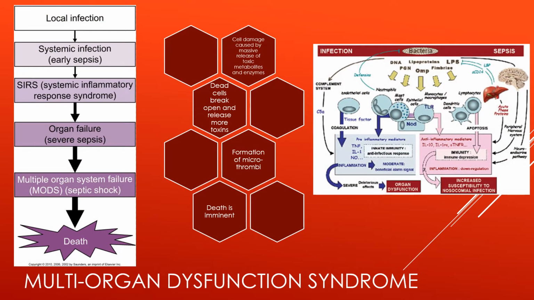With multi-organ dysfunction, you have cell damage that's caused by massive release of toxic metabolites and enzymes. The dead cells break open and release more toxins, which forms microthrombi. Death is imminent at this point.